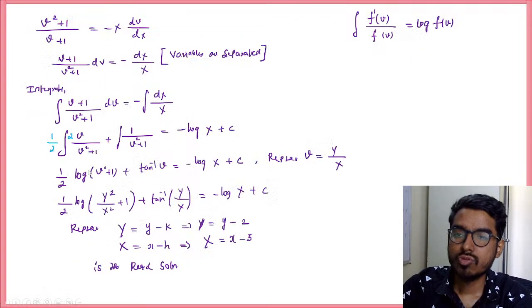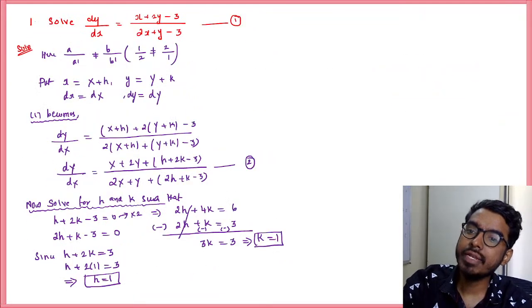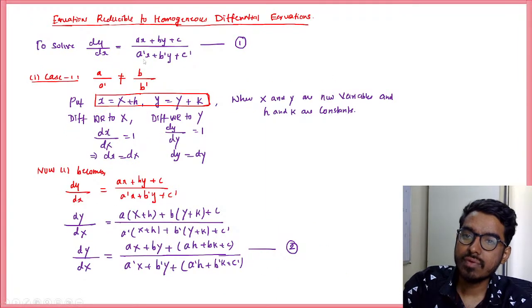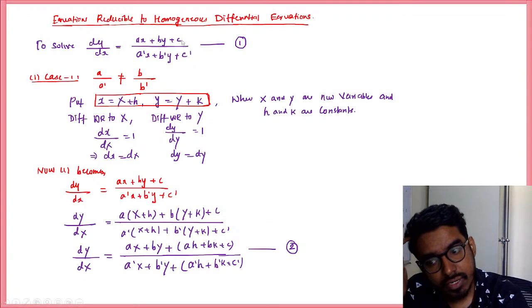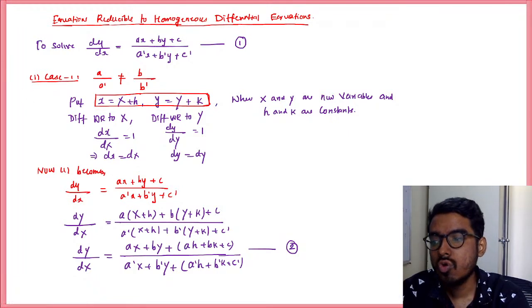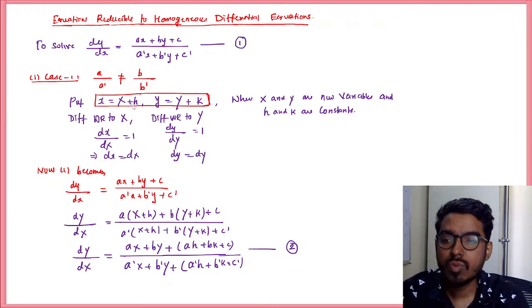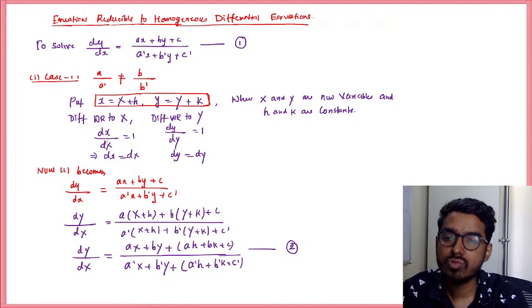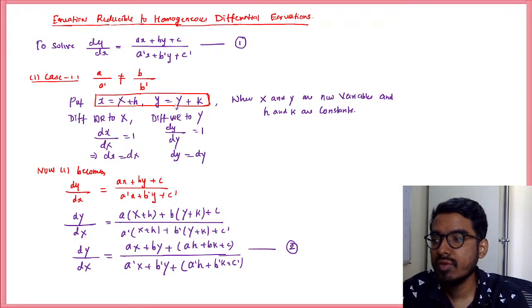So go through that. What we did is, even though it is not a homogeneous differential equation, equations of the form (ax + by + c) divided by (a'x + b'y + c') can be reduced to a homogeneous differential equation. Case 1 is a/a' not equal to b/b'. Whenever this happens, you put small x equal to capital X plus h, small y equal to capital Y plus k. Therefore dx will be capital dX, dy will be capital dY. After that, substitute back here.